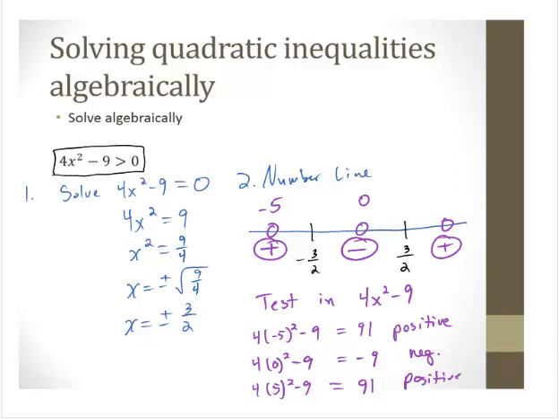So where are the solutions? In this part of the number line and this part of the number line. And so we write the solution. I'm going to use interval notation. So the solution then is negative infinity to negative 3/2 union 3/2 to infinity.